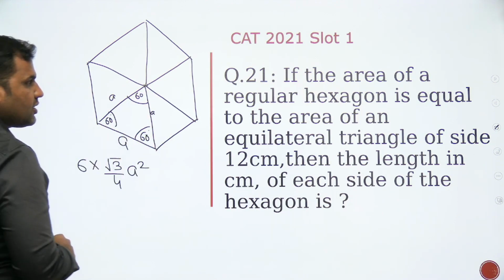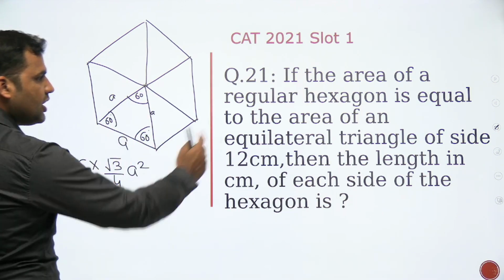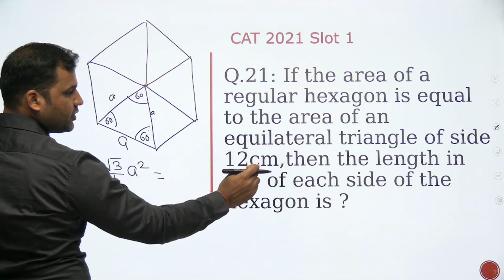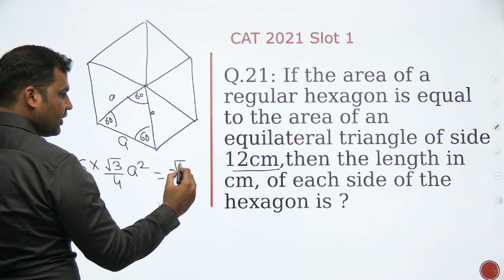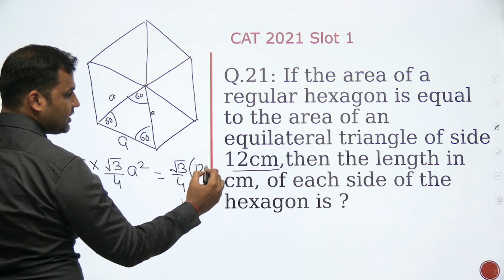Everybody knows this. Now this area of a regular hexagon is equal to the area of an equilateral triangle whose side is 12. Area of an equilateral triangle whose side is 12 centimeter square.